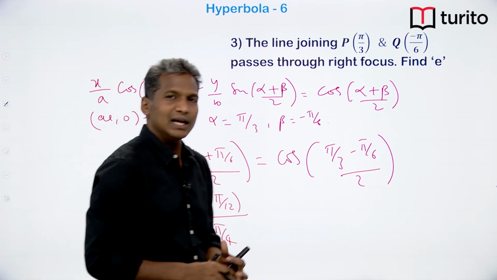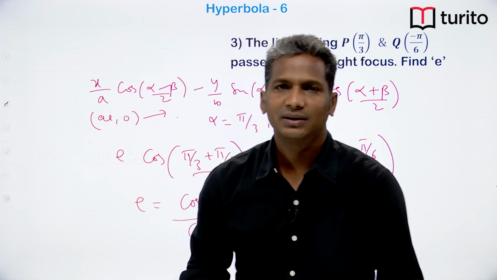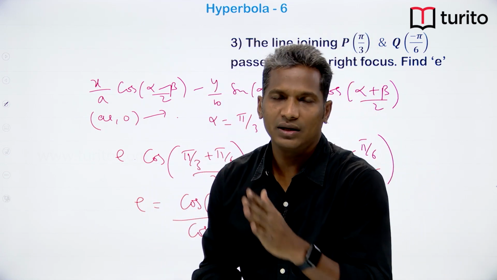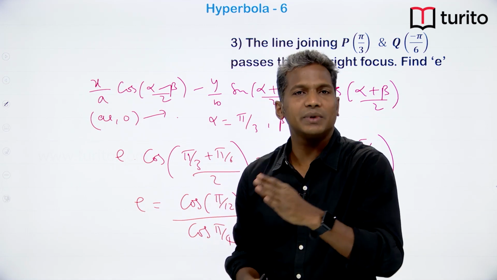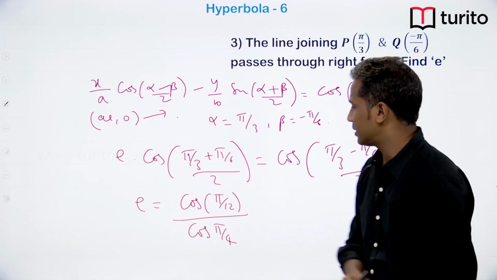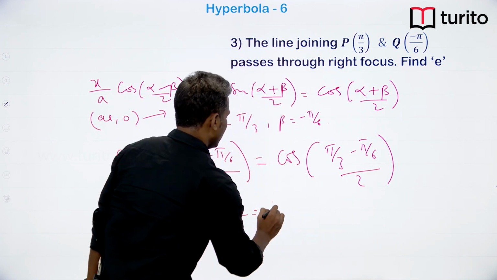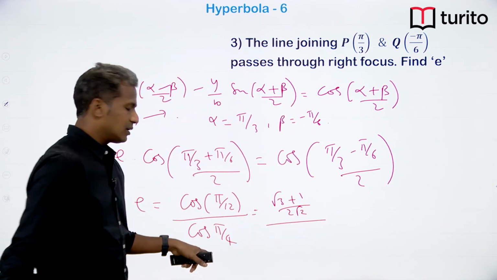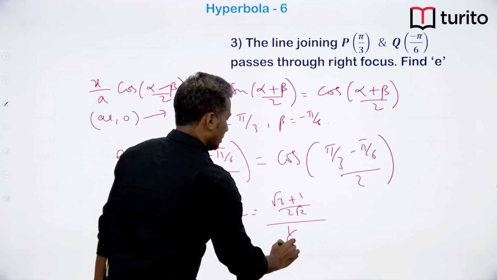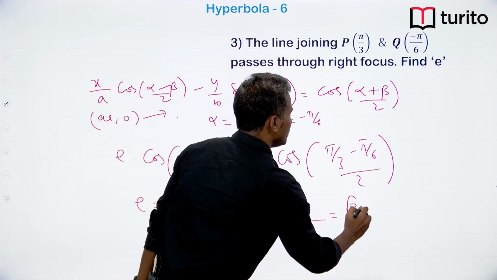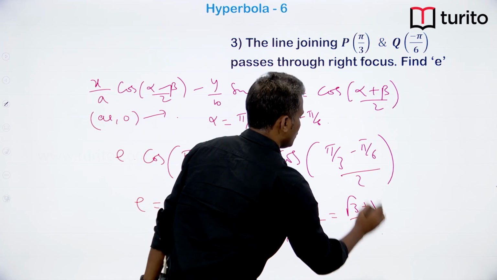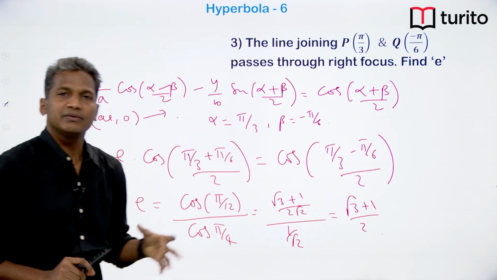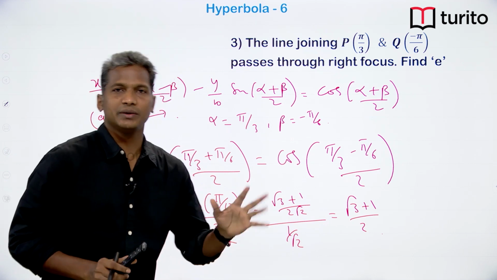Now, you know that the angle pi by 12 is nothing but 15 degrees. You can write 15 degrees as 45 minus 30 or 60 minus 45, it does not matter. So, what do we get here? We will get (root 3 plus 1) by 2 root 2 divided by cos of pi by 4, which is 1 by root 2. So, e is going to be (root 3 plus 1) by 2. This way we can solve this problem. I think this is a very easy problem. We are straight away moving on.